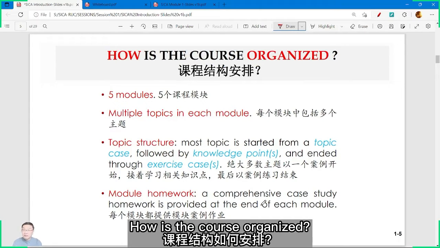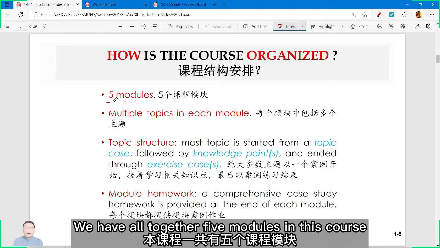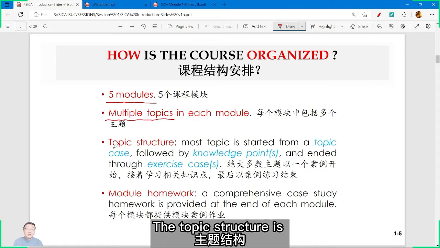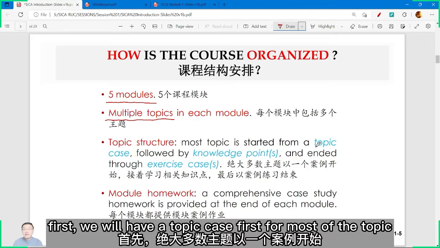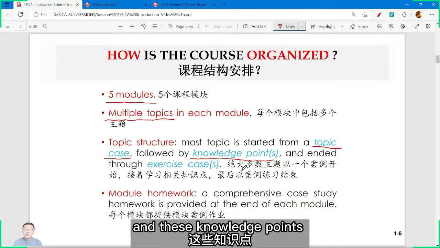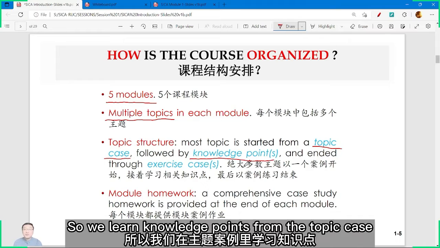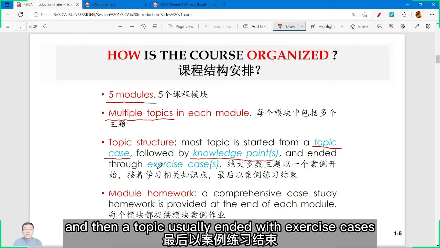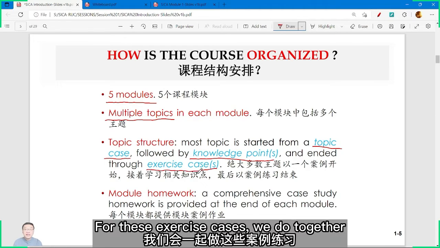How is the course organized? We have altogether 5 modules in this course. Of course, some of them are optional. And in each module, we have multiple topics. The topic structure is, first, we will have a topic case for most of the topics, and then followed by knowledge points. And these knowledge points are embedded in the topic case. So we learn knowledge points from the topic case. And then a topic usually is ended with exercise cases. For these exercise cases, we do together.